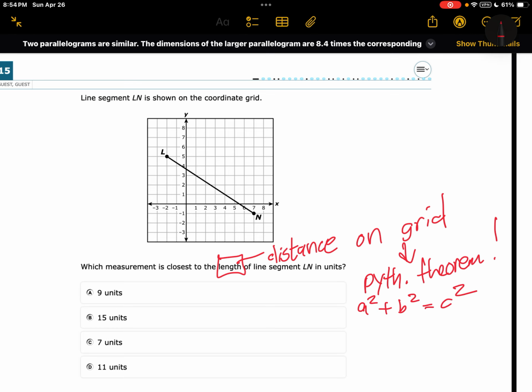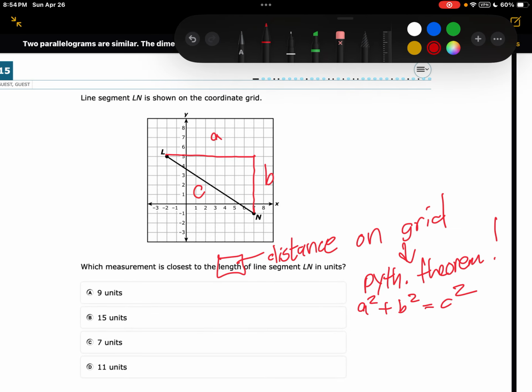Remember, it is only for right triangles. So basically, you've got to draw yourself a little right triangle here. Now that we have that, remember, this is the important one, the C, the long one, the ladder, the diagonal one. All right, and then this one will be A right here, and this one will be B right here.